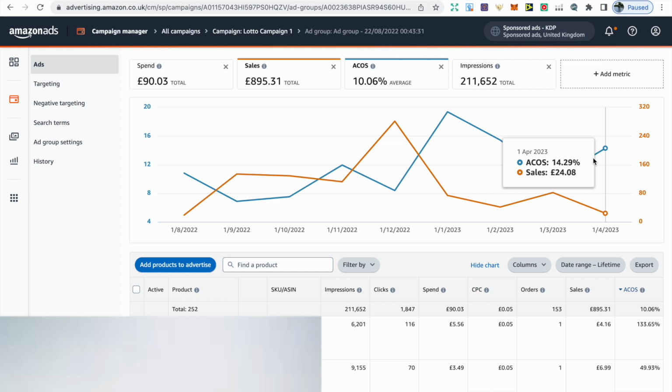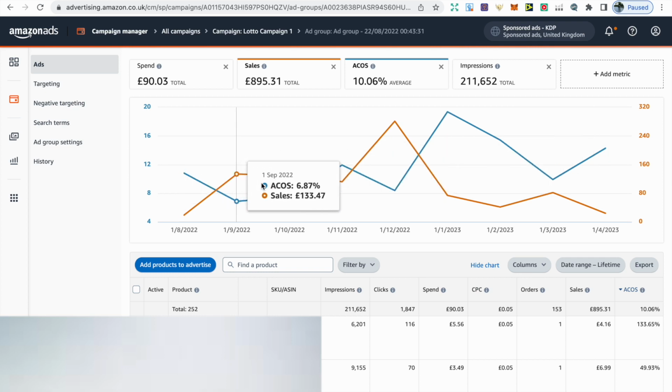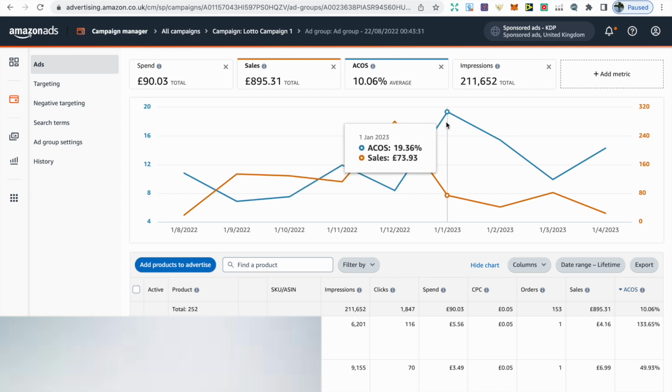As the cost of the clicks are very low, it will take some time to build. Then the second thing is not to get complacent. During the month of September and Q4, I got very comfortable with having a low ACoS and I wasn't having to make too many changes.